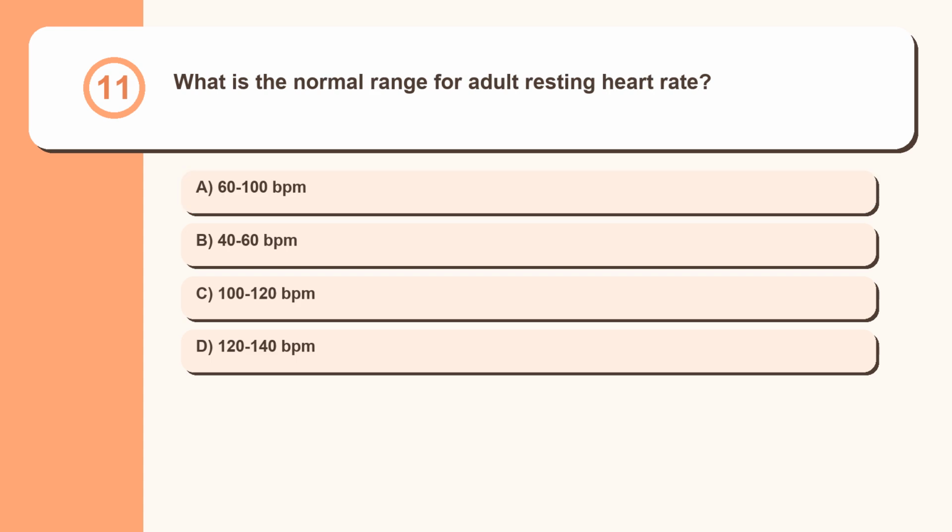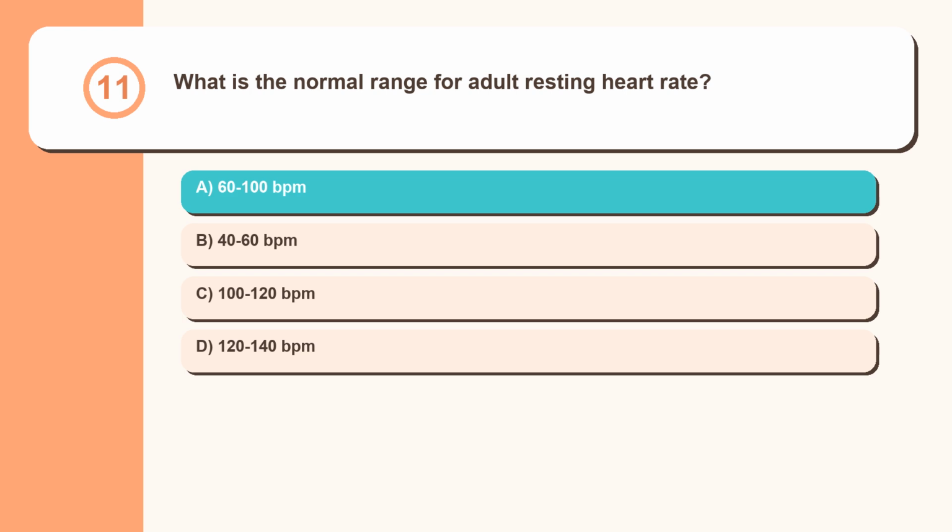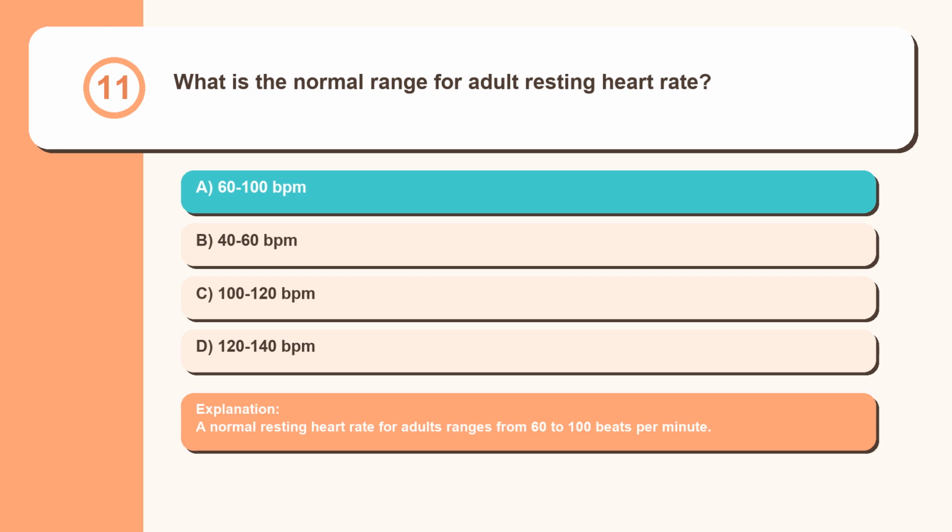Question 11. What is the normal range for adult resting heart rate? 60 to 100 bpm, 40 to 60 bpm, 100 to 120 bpm, 120 to 140 bpm. A normal resting heart rate for adults ranges from 60 to 100 beats per minute.